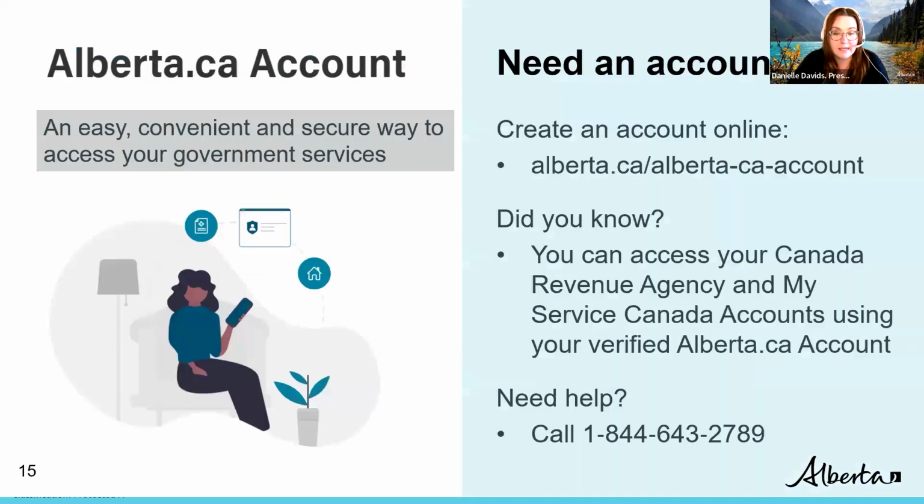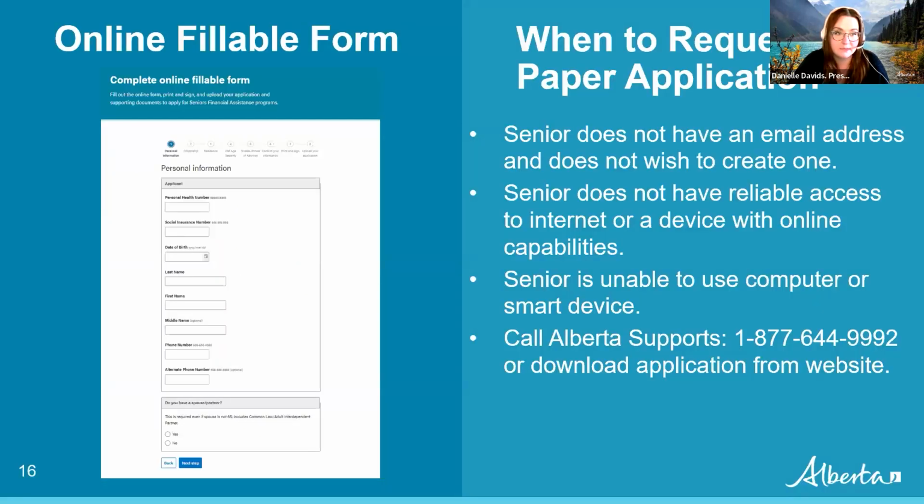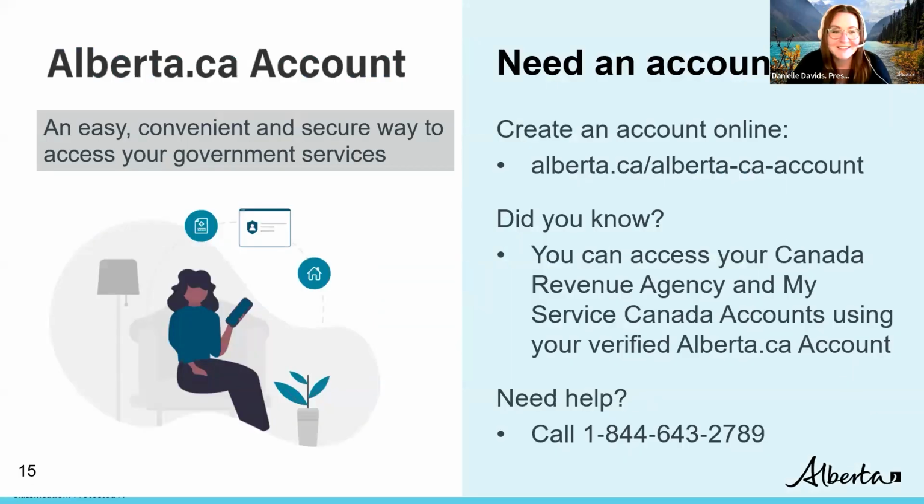So an Alberta.ca account for personal use allows an individual to interact with online services. Some of these services might require your account to be verified, and this includes applying for Seniors Financial Assistance online services. Many Albertans will already have created a verified Alberta.ca account to access other services.